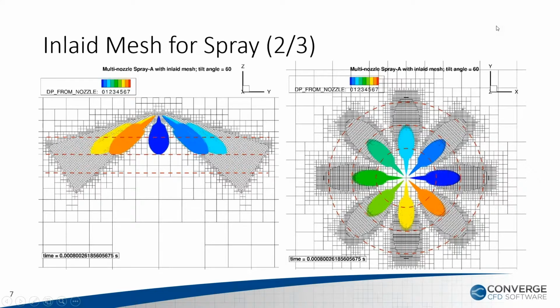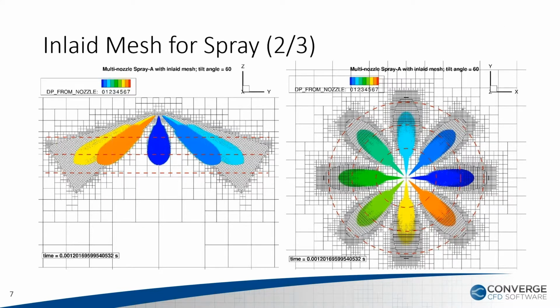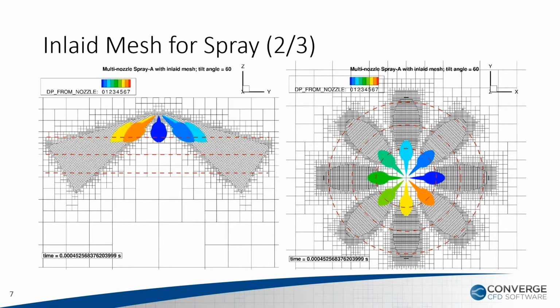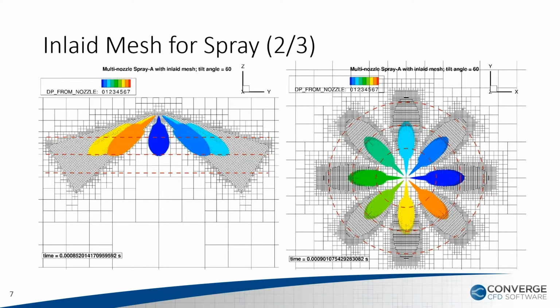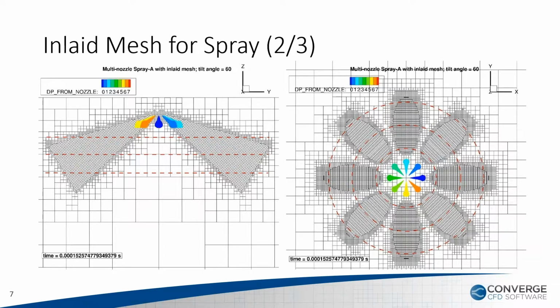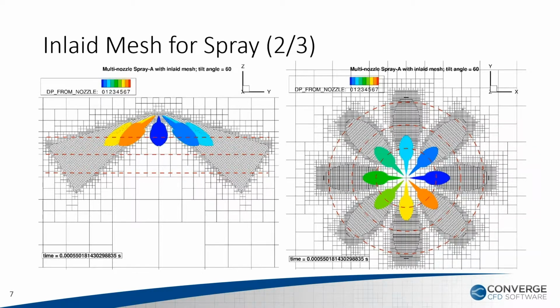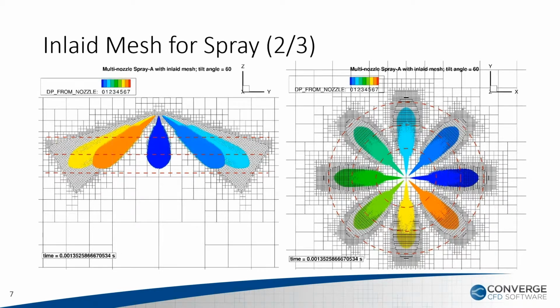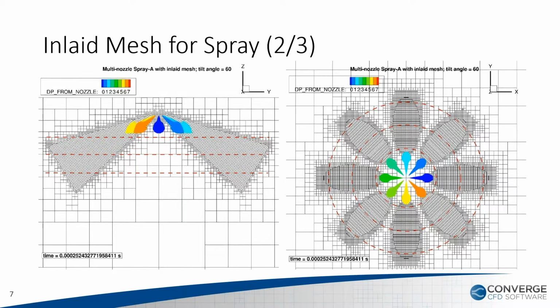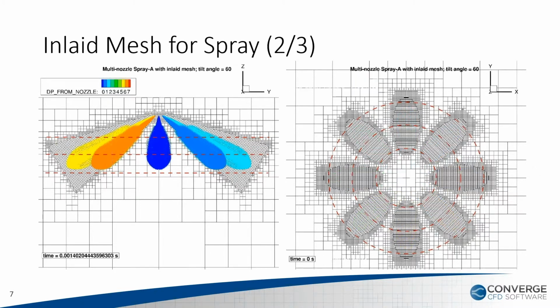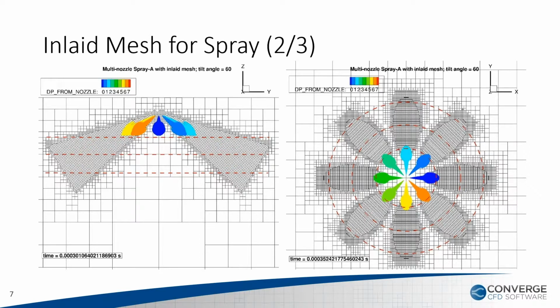If we use just a Cartesian mesh for sprays, it is possible that the nozzles that are oriented along the principal axis, along X, Y, and Z, may have slightly different penetration compared to the nozzles not oriented along the principal axis. This difference can be small, depending on the case. But if you want to get rid of that difference altogether or reduce it as much as possible, then using an inlaid mesh would be a good idea.